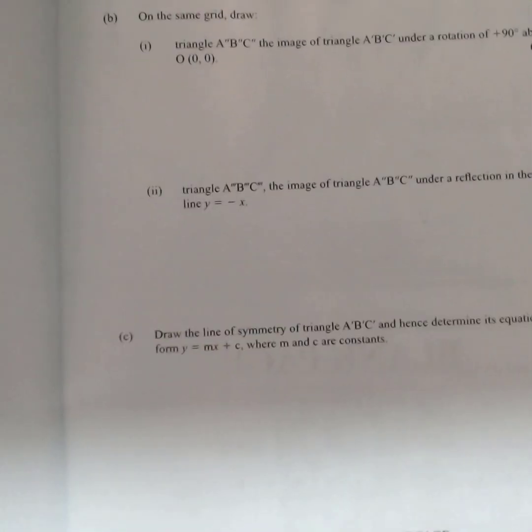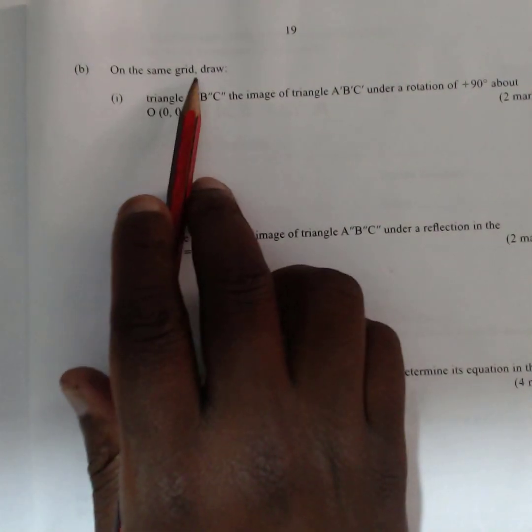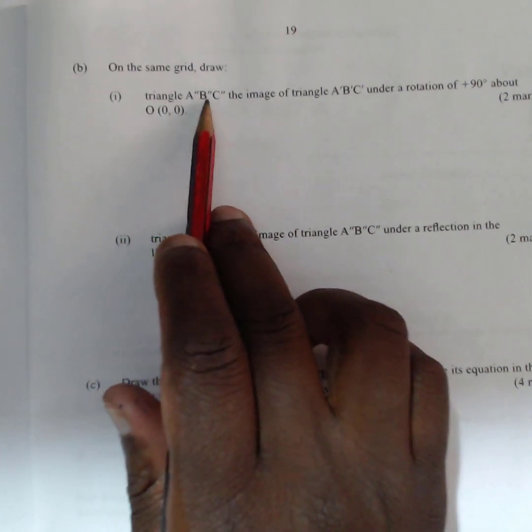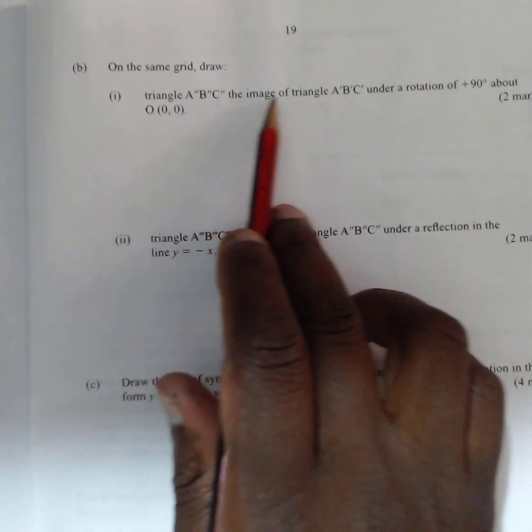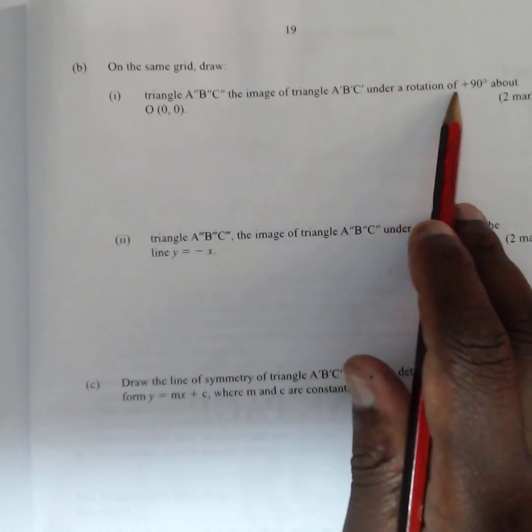Let's go to part B of the question. On the same grid, draw triangle A prime, A double prime, B double prime, C double prime, the image of triangle A prime, B prime, C prime, under a rotation of +90 about the origin.